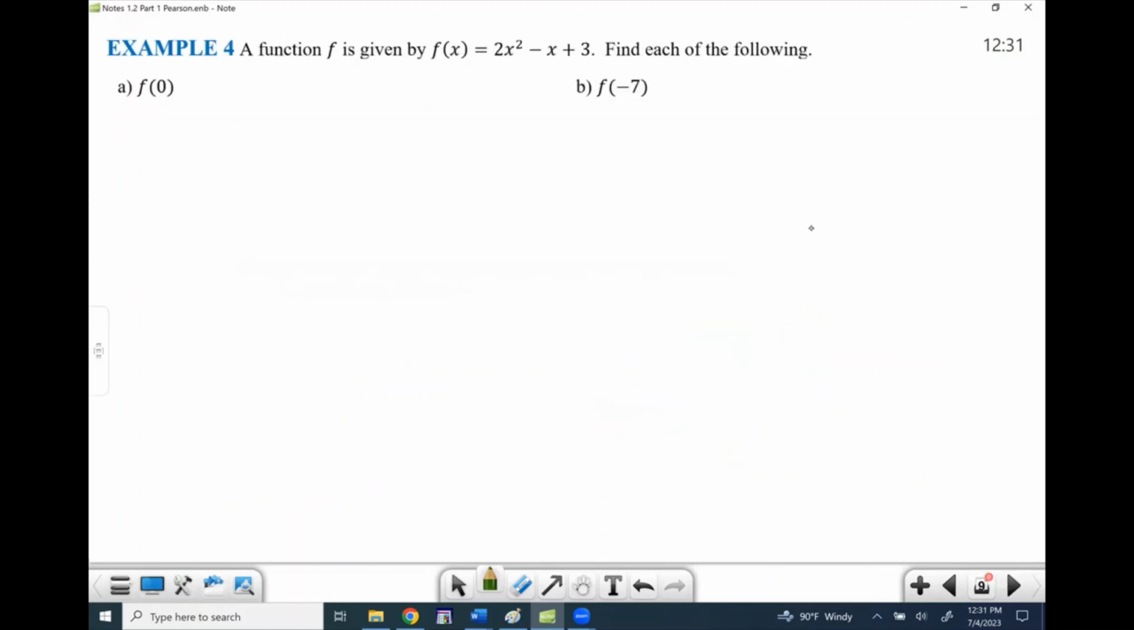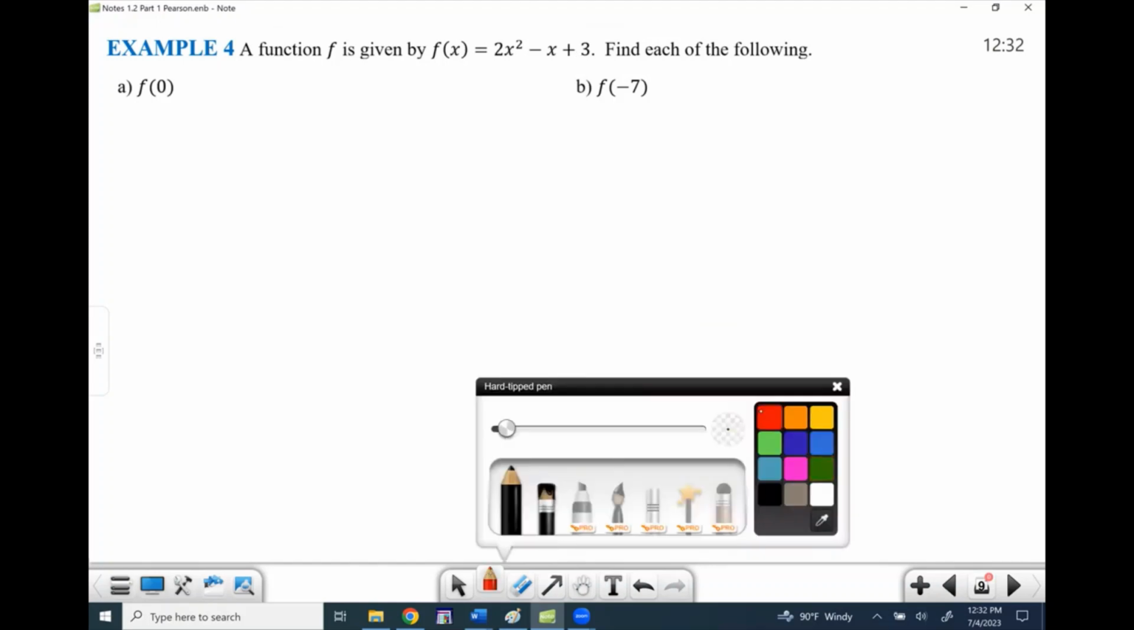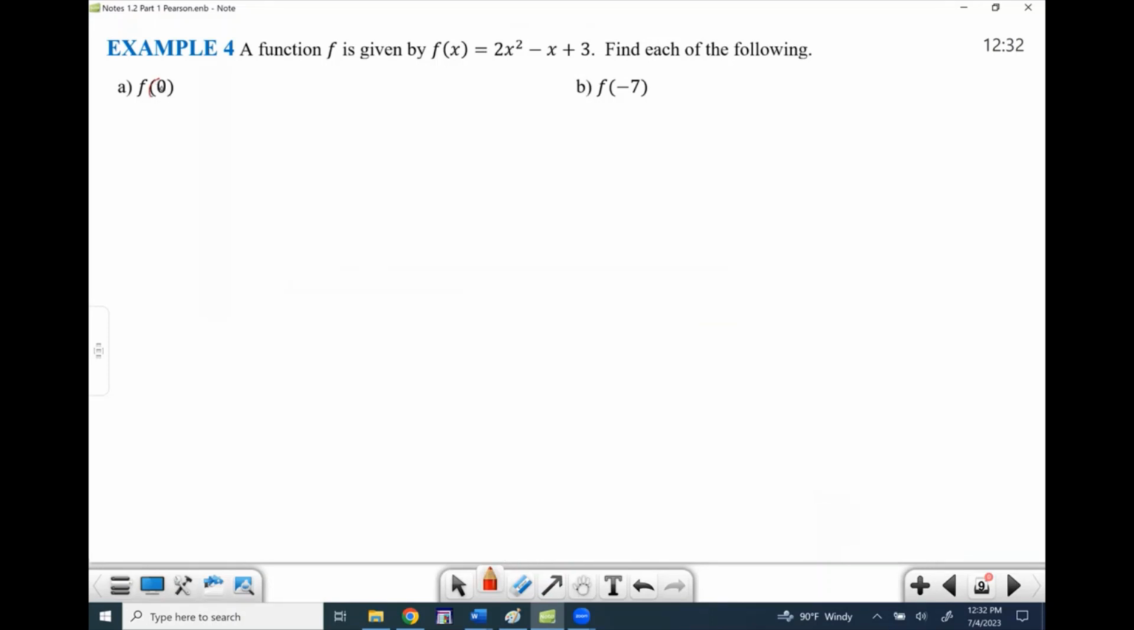So here we go. Here's a function where instead of writing y equals, we put f of x equals. A function f is given by f of x equals 2x squared minus x plus 3. Find each of the following. Okay, so this notation looks like multiplication. It really can be confusing because up until now, anytime we saw parentheses like this, that would mean f times 0. But this does not mean multiply. So I'm actually going to write that in right here, that this does not mean multiply.